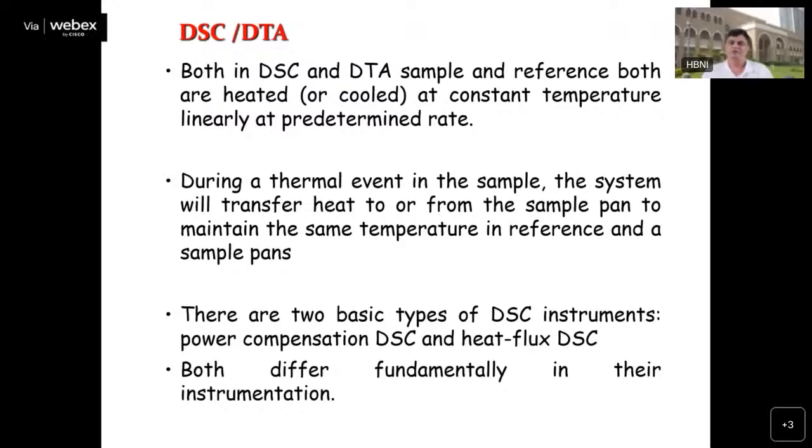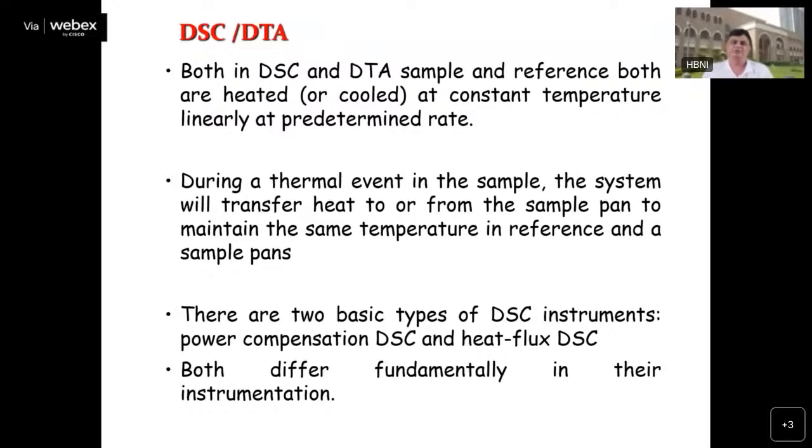During a thermal event in the sample, the system will transfer heat to or from the sample pan to maintain the same temperature in the reference and sample pan. In the case of a DSC, both the reference material and sample should be at the same temperature.